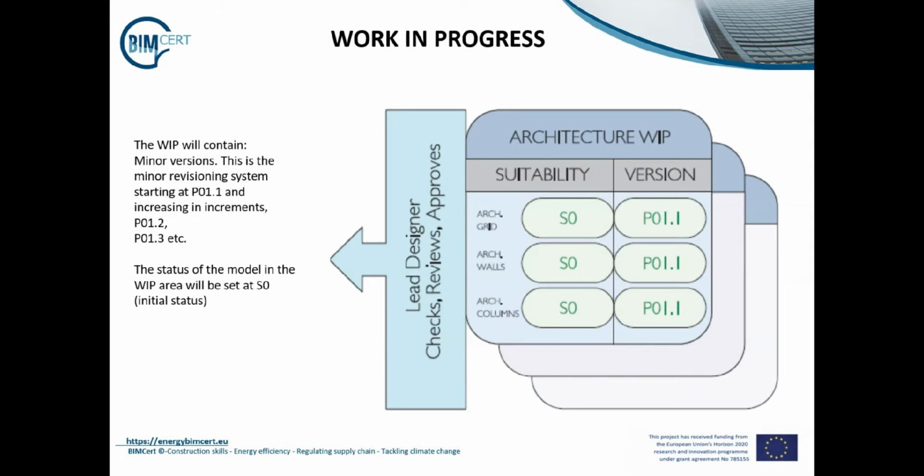The work in progress folder will contain minor versions. The minor revisioning system starts at P01.1 and increases in increments to P01.2 and P01.3. The status of the model in the work in progress area will be set at S0, which means initial status. Once this moves into the shared folder, this will move from S0 to S1.